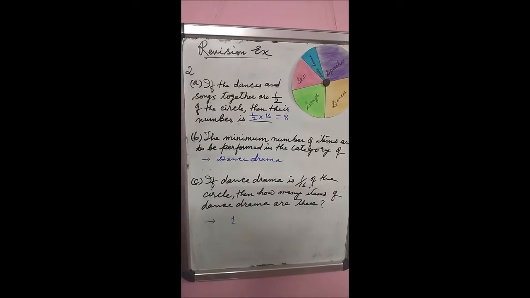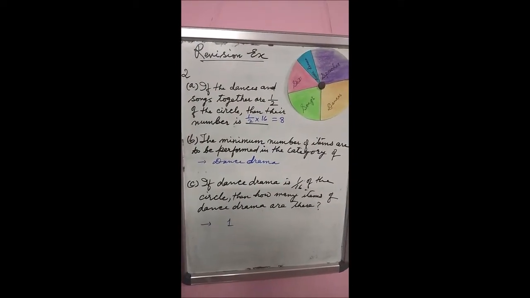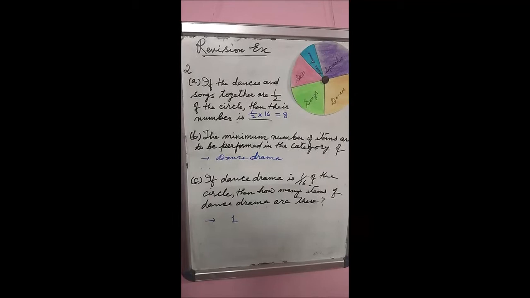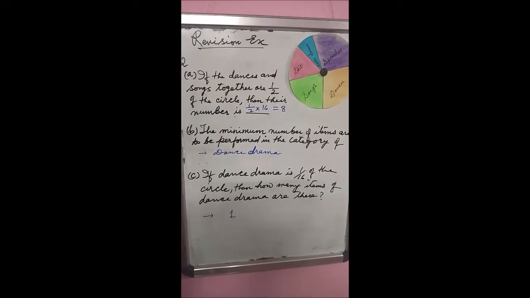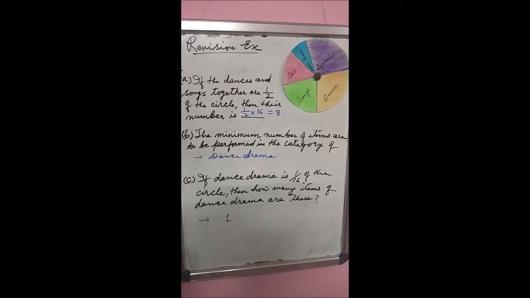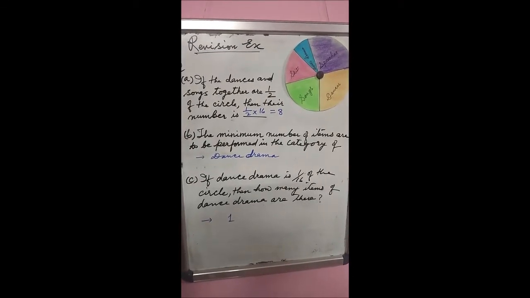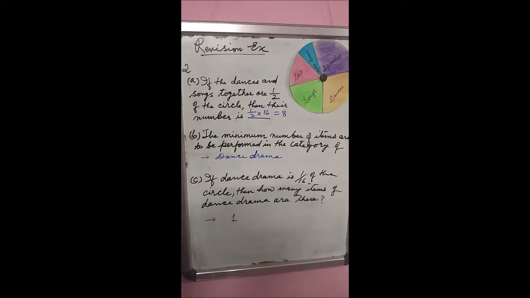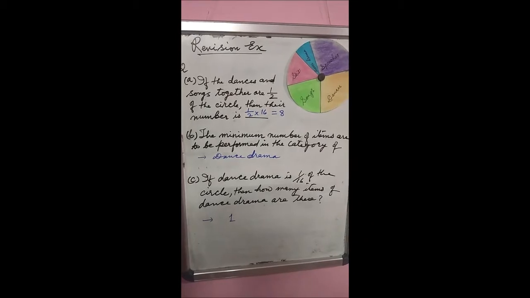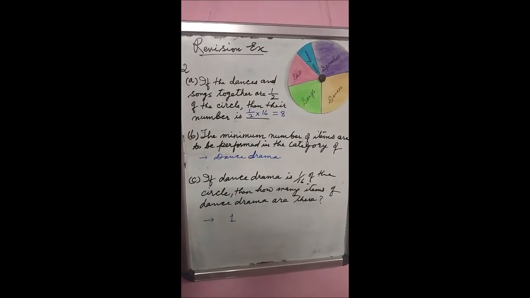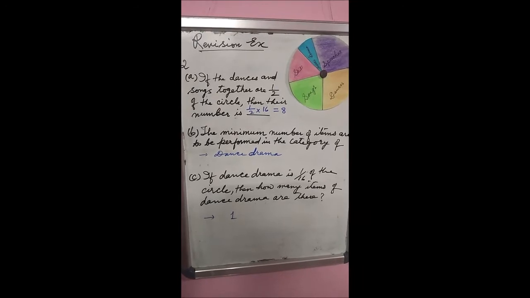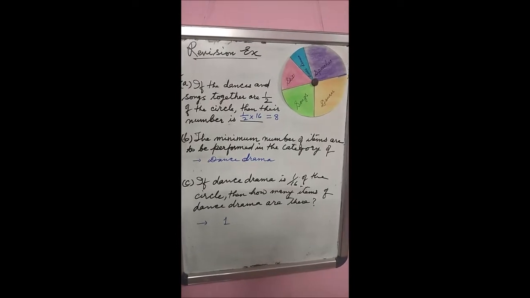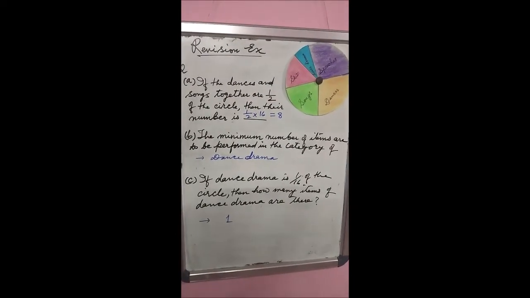Now let's do one number from revision exercise of circle chart. Question number 2. The question is, for the annual day program of a school, different items are to be performed. The circle chart shown here represents 16 items, and three questions are given. We have to answer them. So the circle represents 16 items.